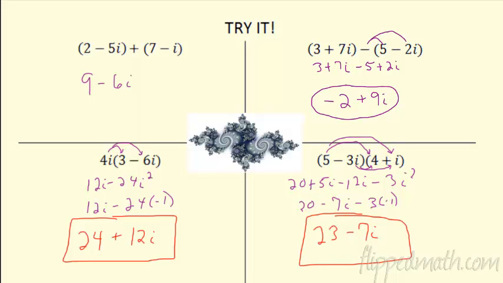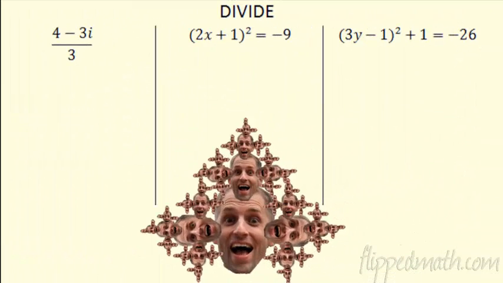Alright, here they are right here. So hopefully your answers match up. Just be careful with that i squared down here and over here, that you're making it -1, and it simplifies down to those. Awesome. Moving on. Let's check out division here.